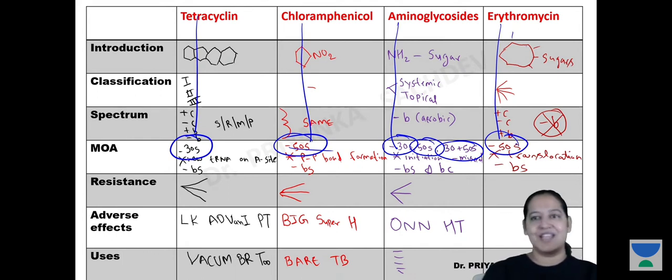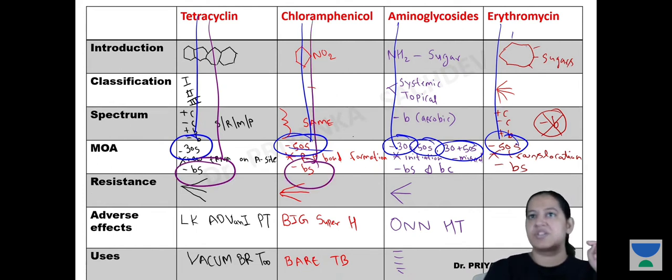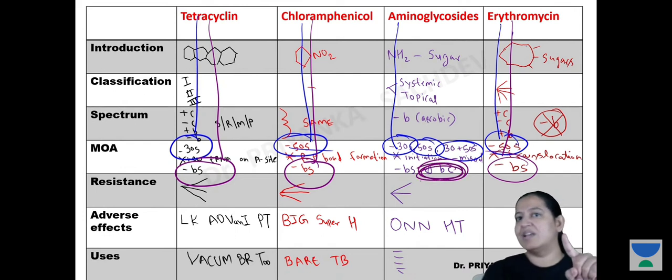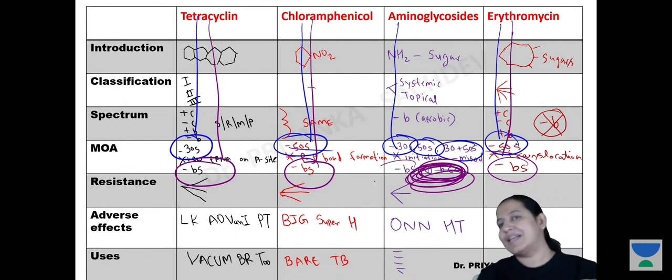See the step you already know. See static and cidal. Tetracycline is bacteriostatic. Chloramphenicol also bacteriostatic. Erythromycin also bacteriostatic. Only bactericidal is aminoglycoside. That is static as well as cidal.